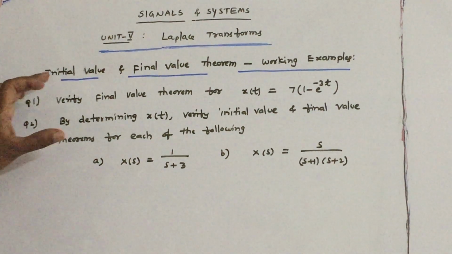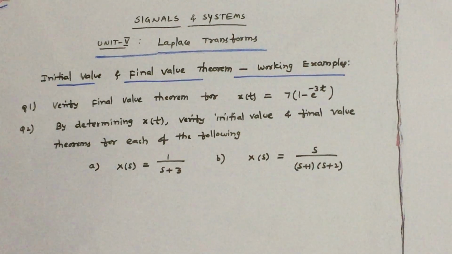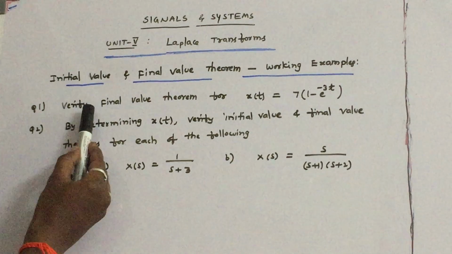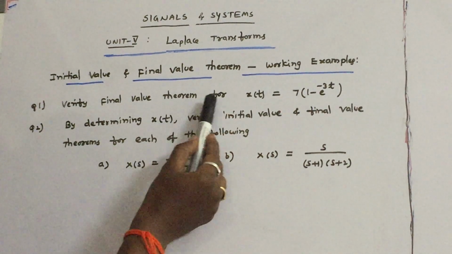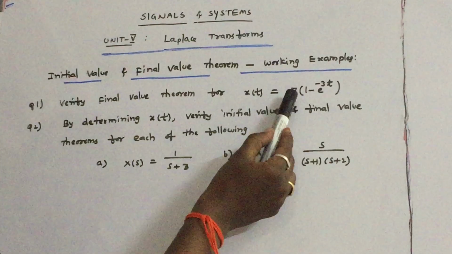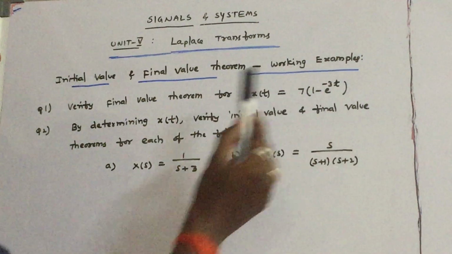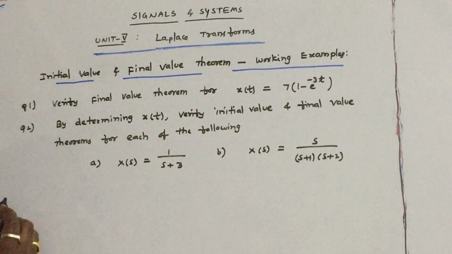Let us see the next question on initial value and final value theorem. The first question is: verify the final value theorem for given x of t is equal to 7 into 1 minus e power minus 3t. So let us see the first question, very simple question.